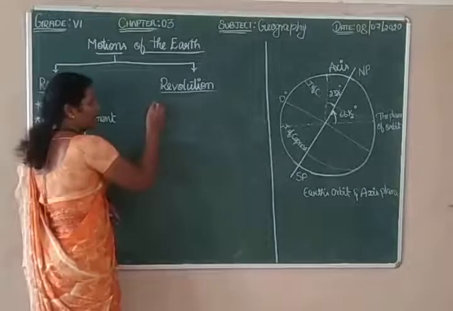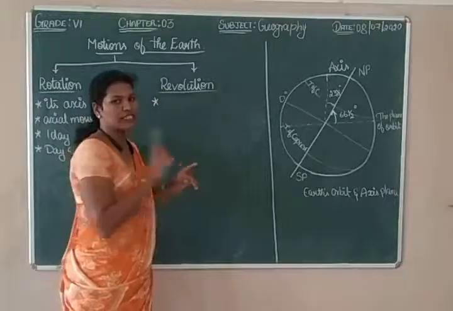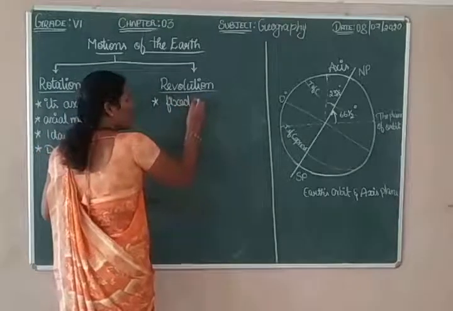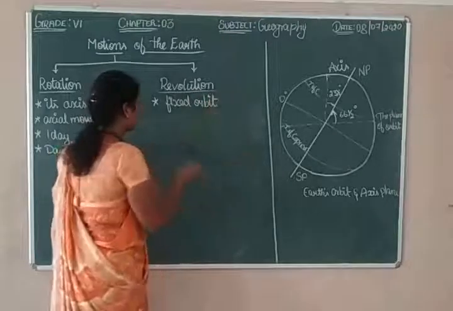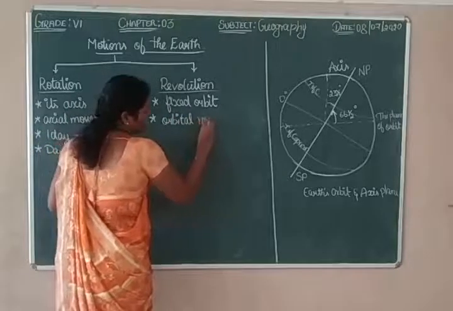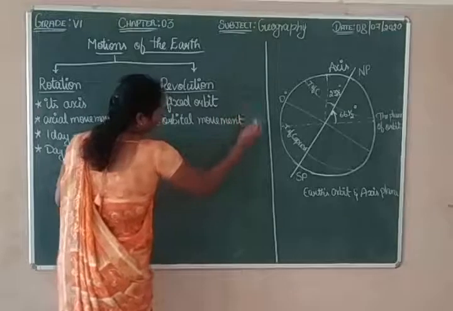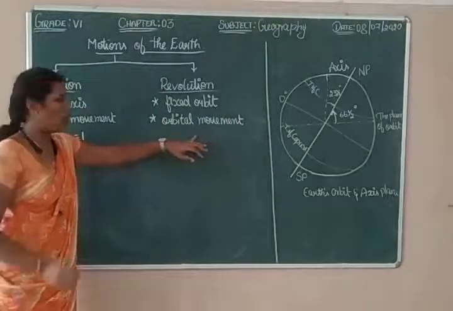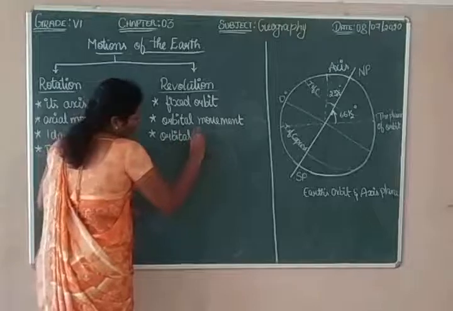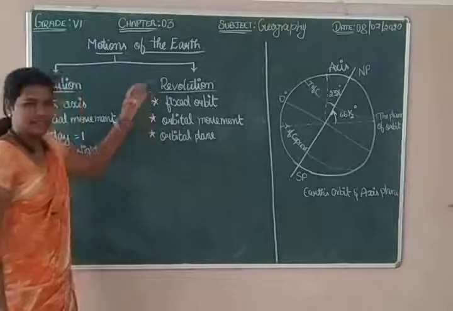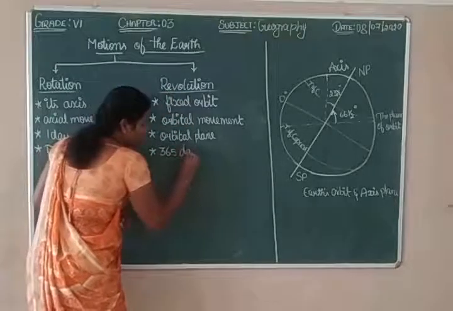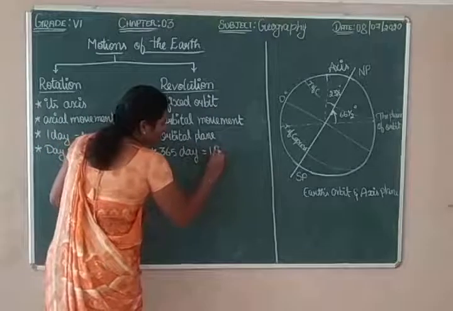Whereas revolution means spinning of the earth around the sun in a fixed orbit, right? In a fixed orbit, the earth revolves around the sun. So it is also called orbital movement, where the orbital movement is also called the orbital plane. Earth takes 365 days for one revolution, right? 365 days is equal to one revolution.